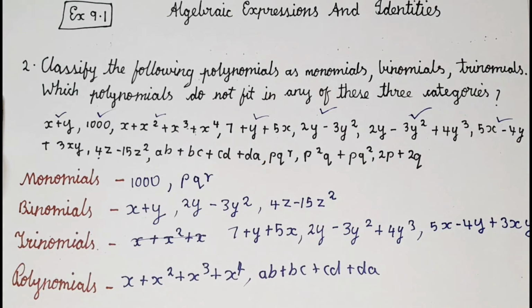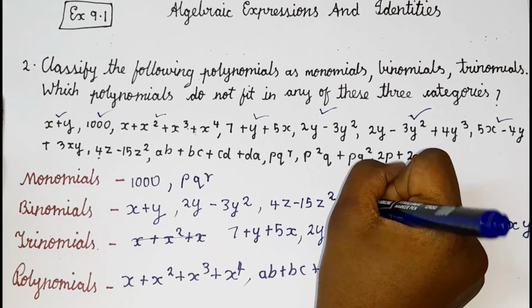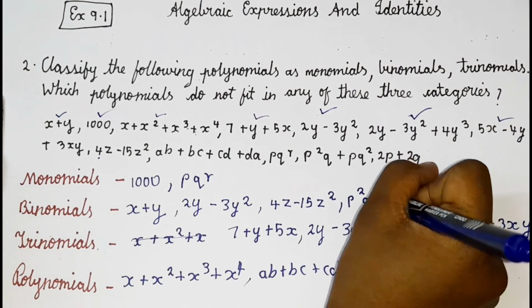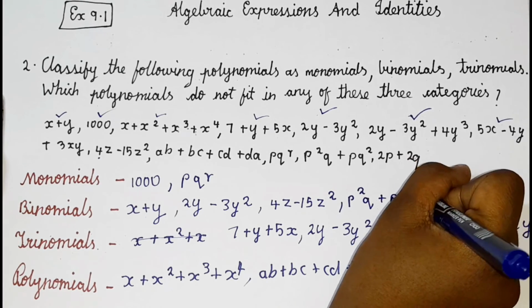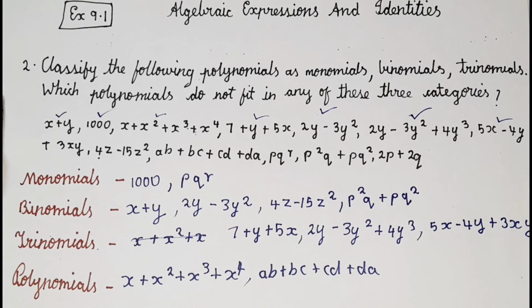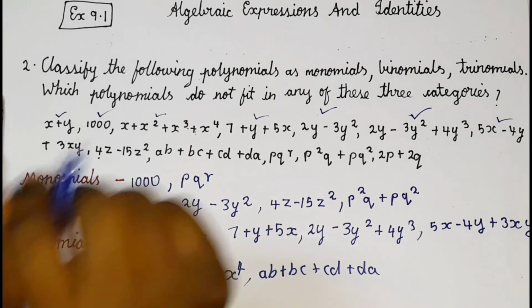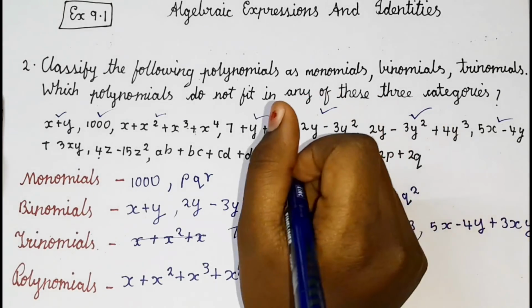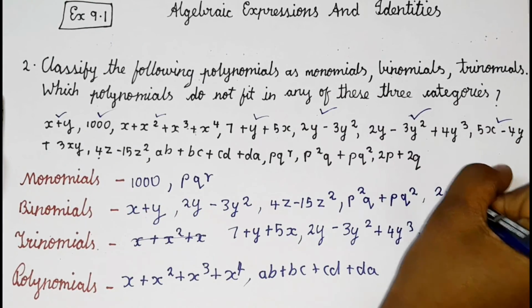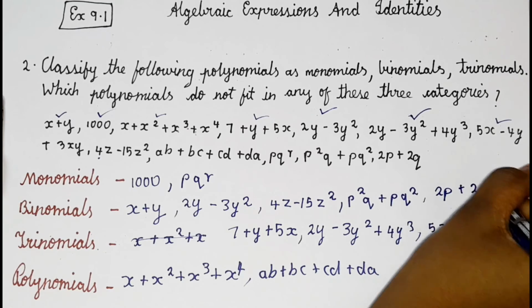PQR. Okay. Next we have P square Q plus PQ square. So here we have two terms. So two terms means it is a binomial. So let's write P square Q plus PQ square, sorry. So next we have 2P plus 2Q. So 2P plus 2Q has two terms. So two terms means binomial. Okay.